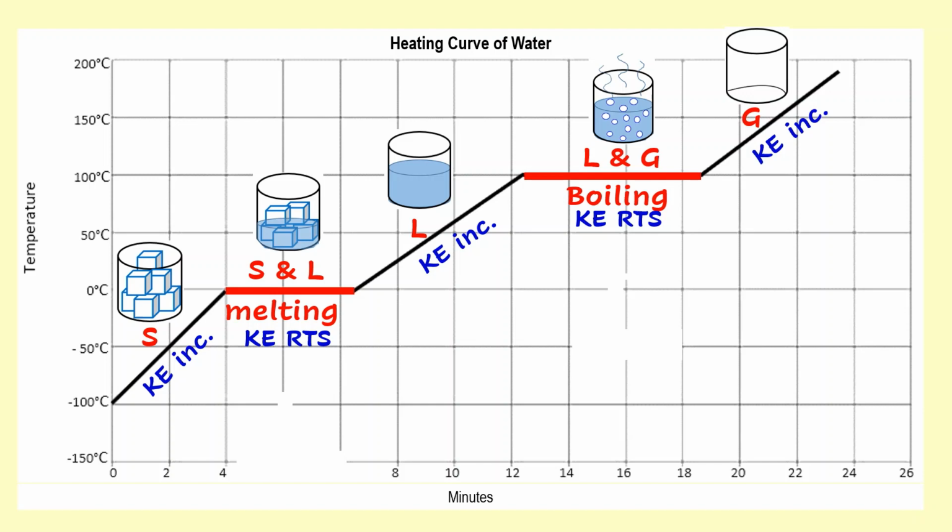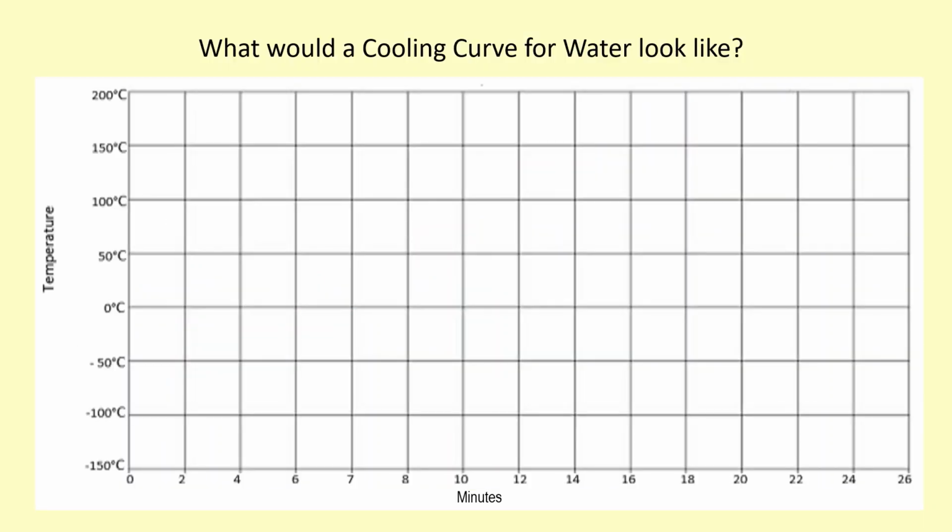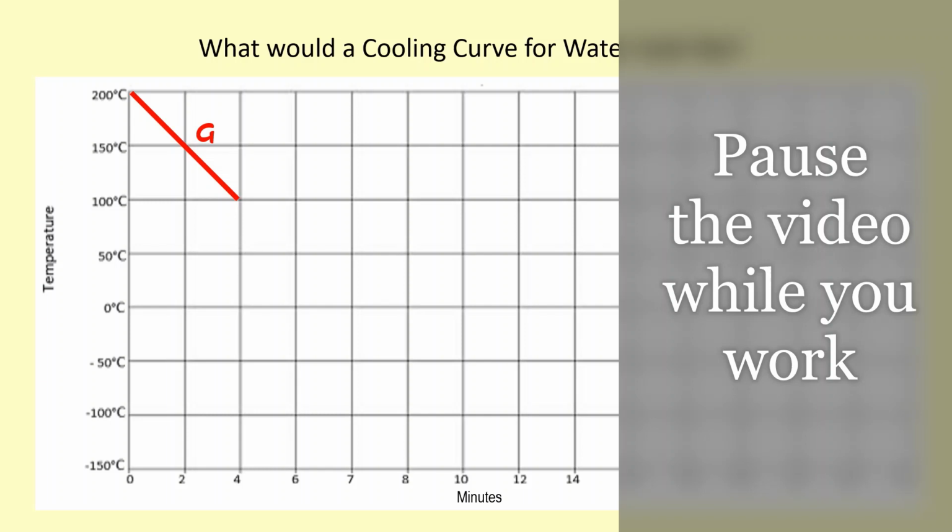Therefore, it's easy to identify where phase changes are occurring on a heating curve because the temperature will plateau or flatline during all phase changes. Let's see if you can apply these concepts to a graph representing a substance being cooled rather than heated. I'll get you started with the water vapor starting at 200 degrees Celsius. Now you sketch the remainder of the graph to end at negative 100 degrees Celsius. Be sure to label the phases present at each segment of the graph. Pause the video while you work and start again when you're ready.